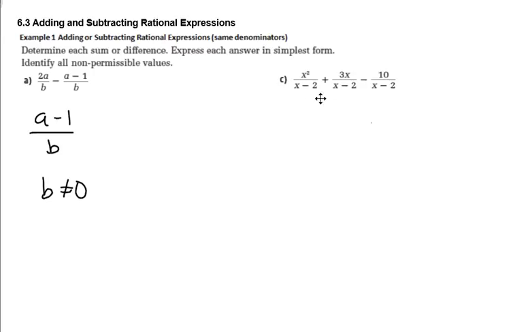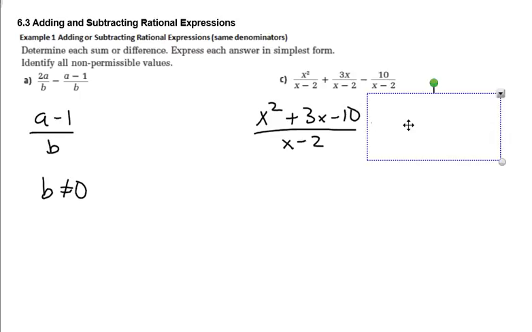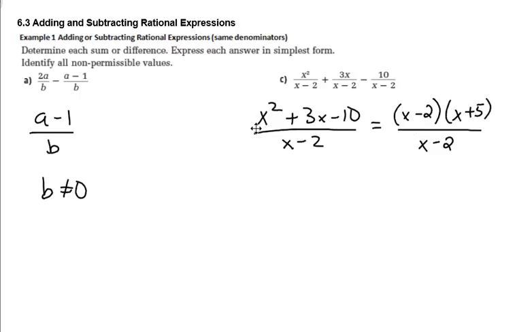Okay? This example here, we've got three different terms, but they all, again, share that same denominator of x minus 2. So we don't have to find a common denominator, and what we can do is rewrite the numerator over top of that same common denominator. So we've now written it as one term, so we have x squared plus 3x minus 10 over x minus 2. And then we're going to factor that numerator. So we find two numbers that add to 5 and multiply to negative 10. So we have x minus 2 and x plus 5 over x minus 2.